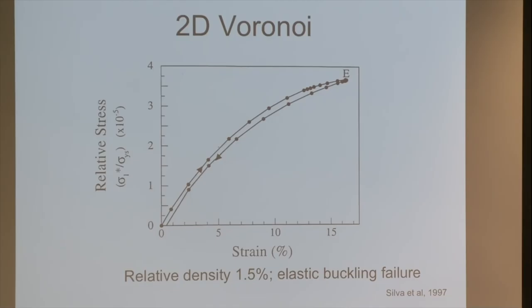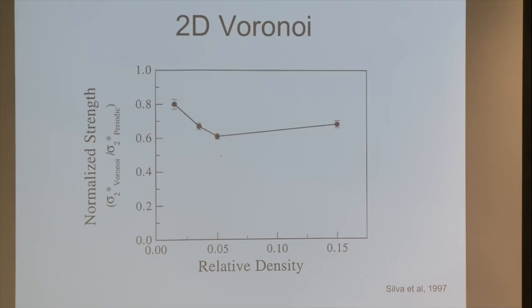Okay, so what we did was we made five different Voronoi honeycombs. So we had five sets of seed points. We made five slightly different geometries. And then we averaged the results of those. So if we make that calculation, this is the strength of the Voronoi honeycomb divided by the strength of the periodic regular hexagonal honeycomb. Okay, and this is plotted against relative density. And you can see these strengths for the Voronoi structure are a little bit lower than for the regular periodic hexagonal honeycomb. And they reach a minimum here, and the minimum's around about 0.05 relative density. So this was the 1.5, that was the 3.5, that's 5% and 15%.